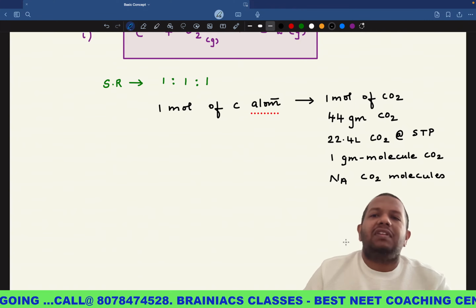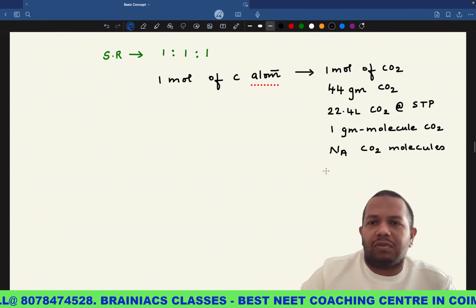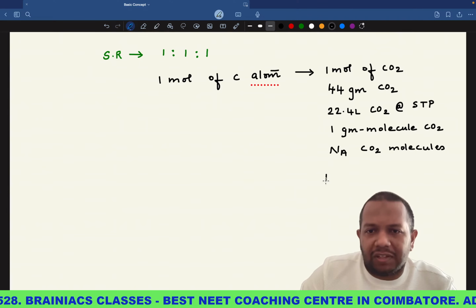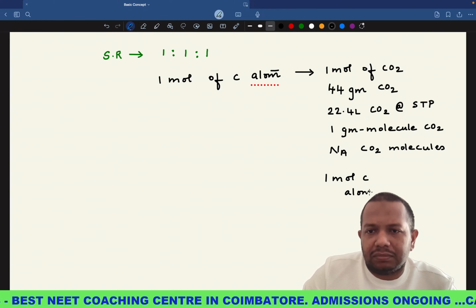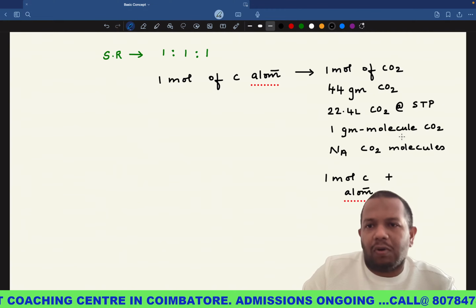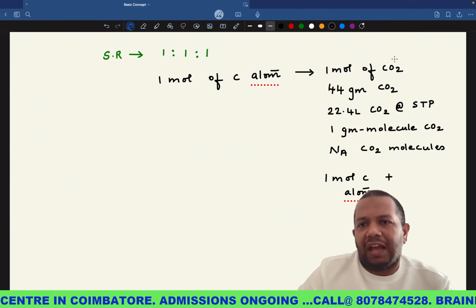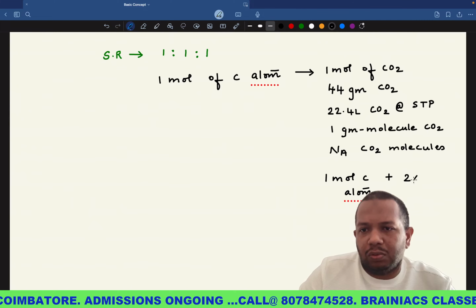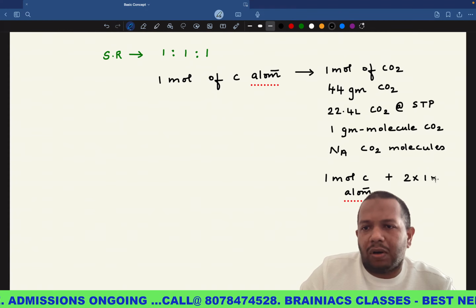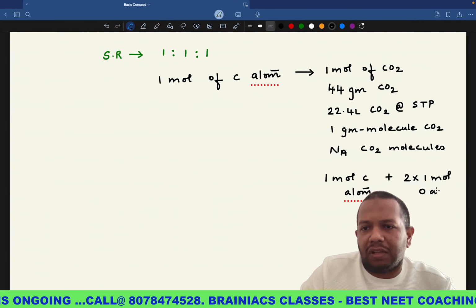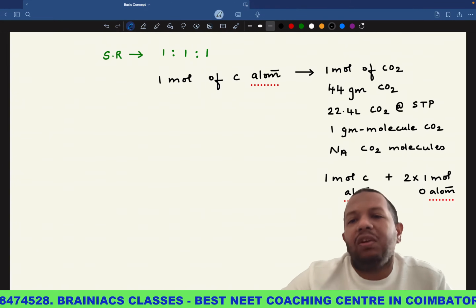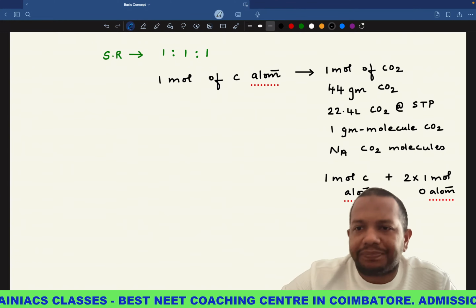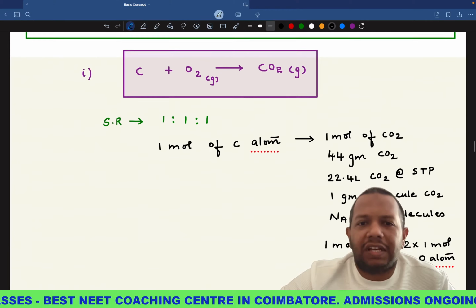Okay, and even this can be written in terms of atoms also, because 1 mole of carbon dioxide has 1 mole of carbon atom plus how many moles of oxygen atom? We can say atomicity is 2, so 2 into 1 mole oxygen atom, that is 2 moles of oxygen atoms. So this is the different way you can express it. Okay, so I hope this is clear.